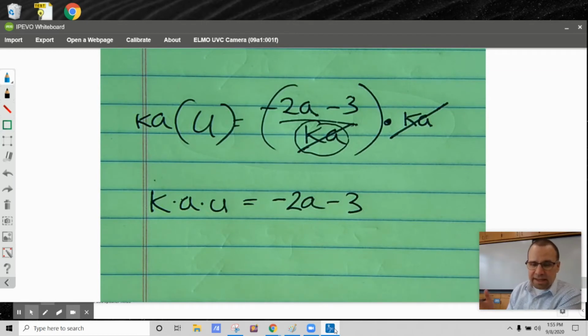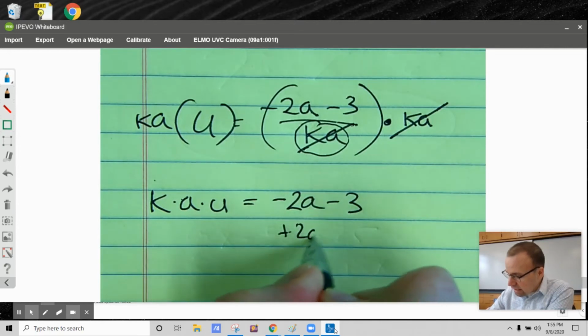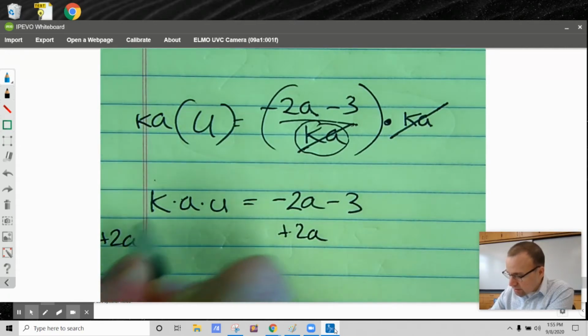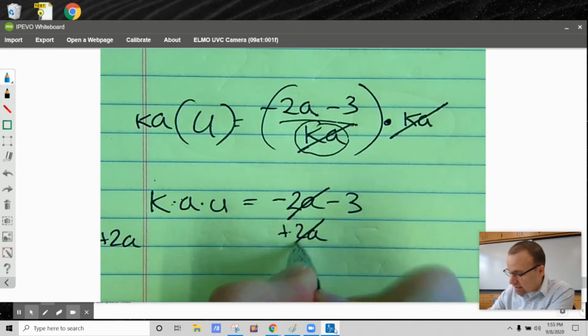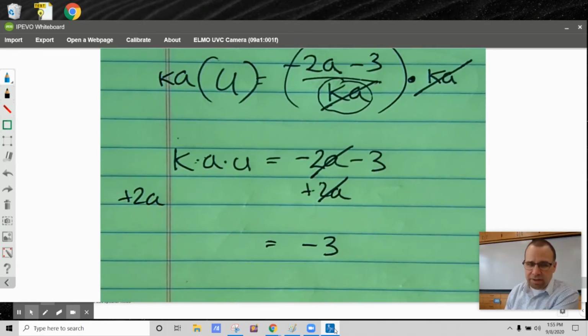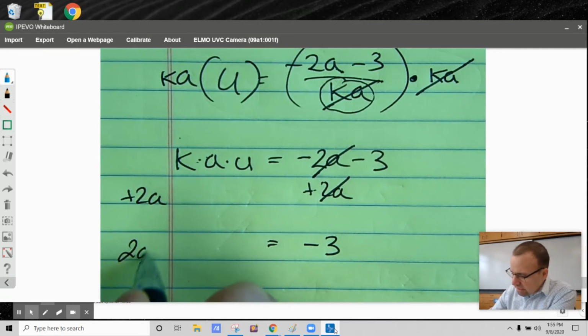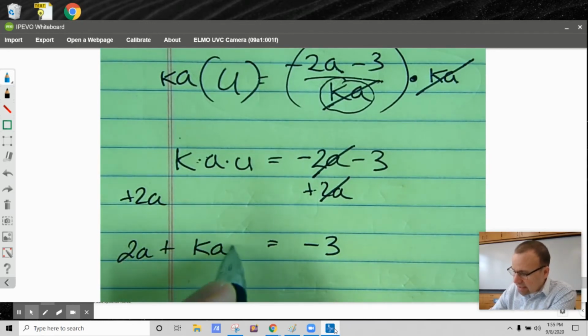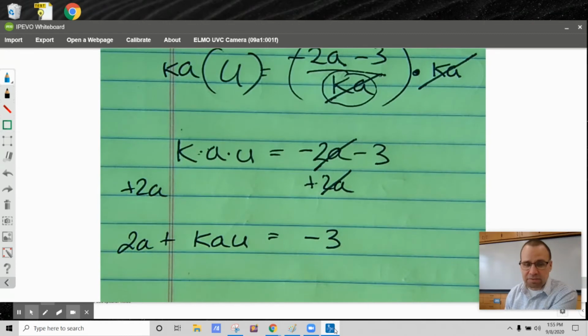Now I still need to get the A's together. So what I'm going to do is I'm going to add 2A to both sides. So at least I'll have the A's on the same side. So that will be just negative 3 on the right. Over here, I'm going to have 2A plus KAU, K times A times U.